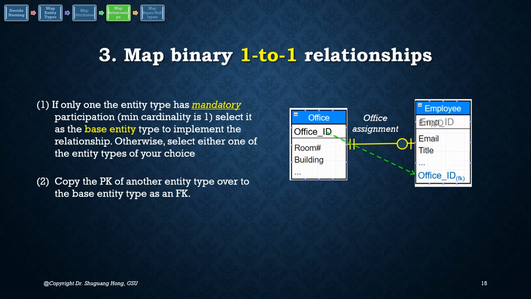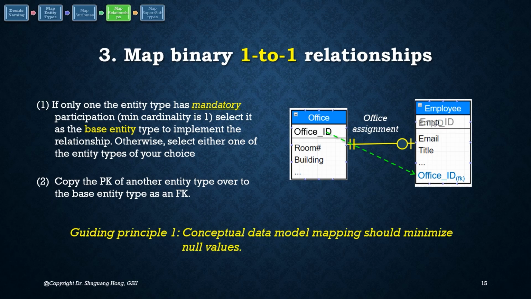It is the reason that this mapping rule always selects the entity type with the mandatory participation to implement the relationship, i.e., to insert the foreign key. This example showed one of the very important guiding principles in logical database design: to reduce null values.